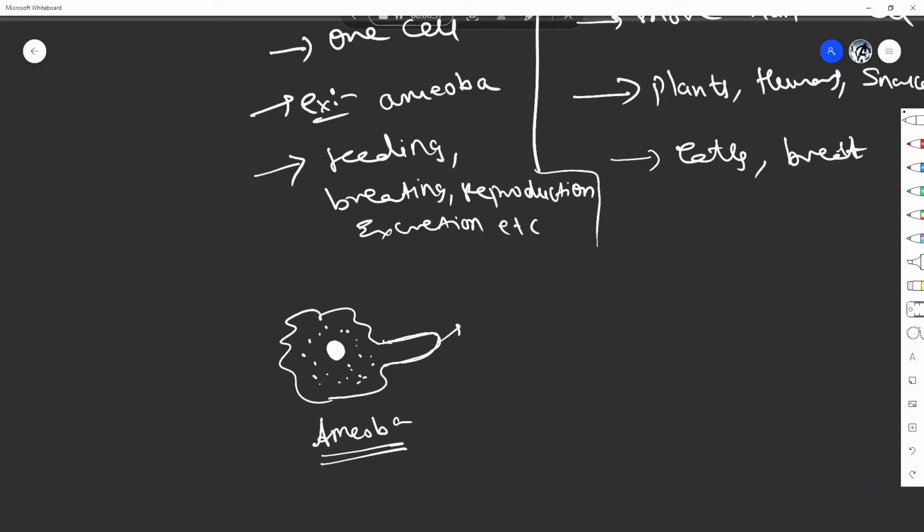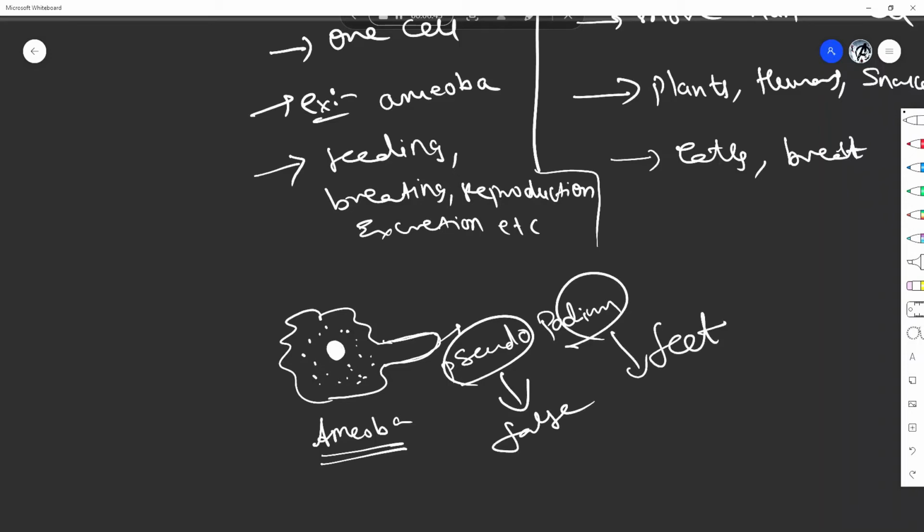Pseudopodium. Pseudo means false and podium means feet. It is like, true translation, false feet. You might think these projections are leg-like structures, but they are actually not the legs of an amoeba. That is why they are called pseudopodium. Scientists have named them pseudopodium.